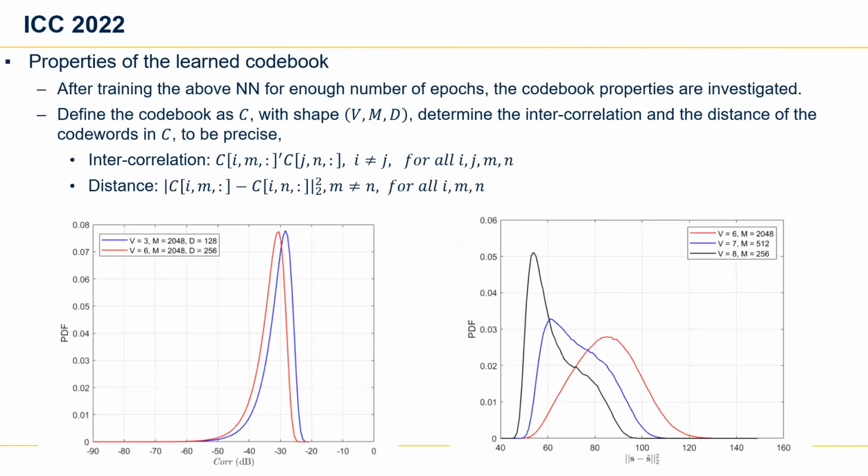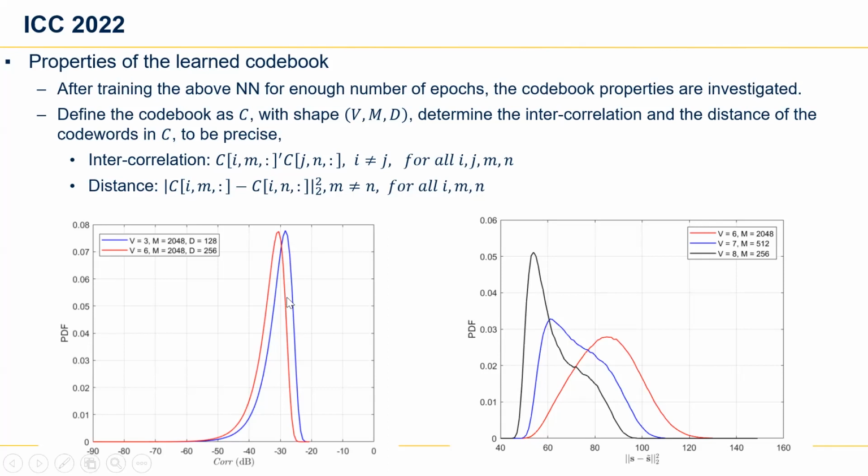After training the above neural network for enough epochs, we can obtain the codebook properties. We define the codebook as C, which has shape V, M, and D. We determine the intercorrelation and the distance of the codewords in C. The intercorrelation is defined as the inner product between codewords belonging to different sections. You can see here that i and j are different, and we calculate this for all pairs belonging to different sections.